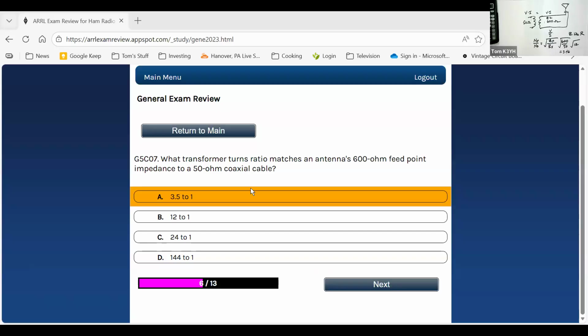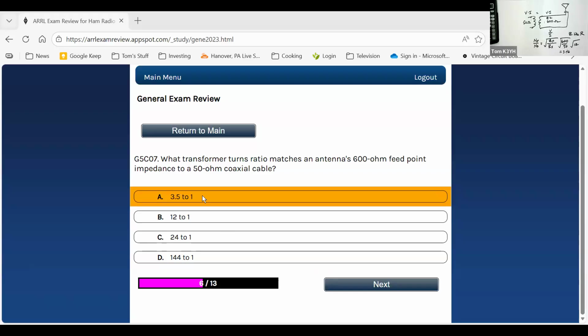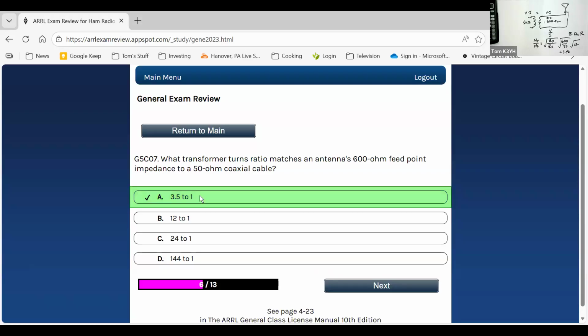Of course, they trick you because you do 600 divided by 50 and you get 12. Oh, that must be it. And it's not. It's this. It's the square root of 12. So just do the two impedances, the bigger over the smaller, and take the square root. And you got the right answer.